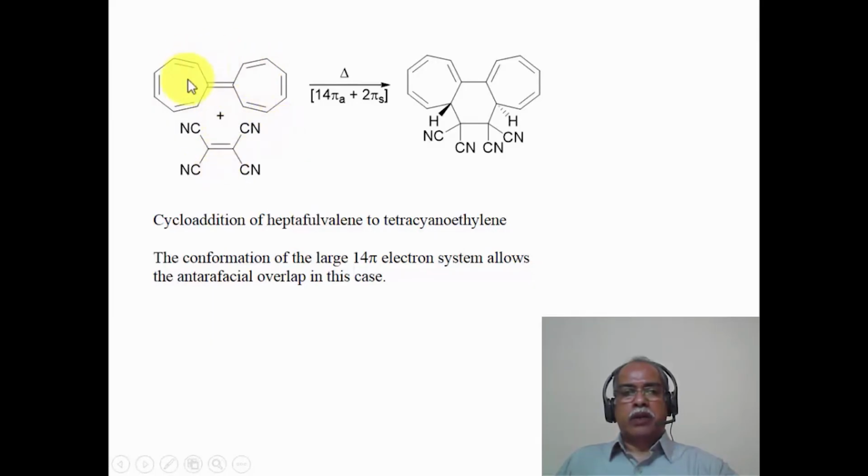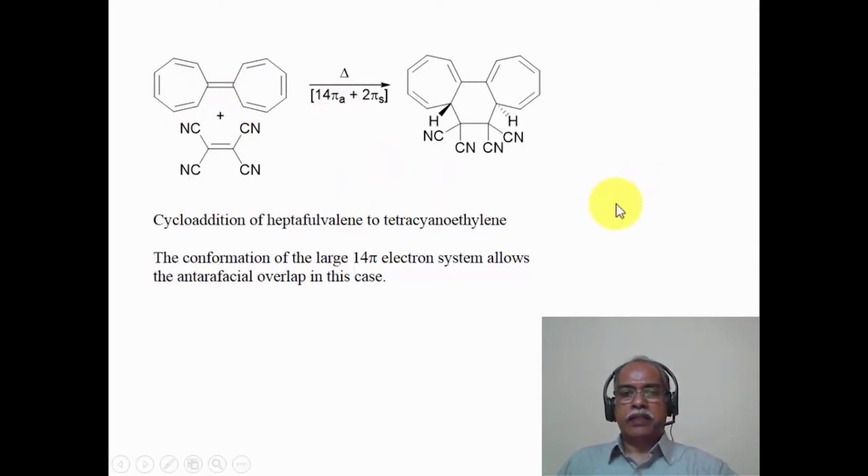The geometry of the molecule is such that this is a twisted compound. These two carbons can easily overlap in an antarafacial manner with the tetracyanoethylene. In other words, very similar to the perpendicular approach is what is happening in the molecule in terms of the geometry of the molecule favoring the antarafacial addition reaction.